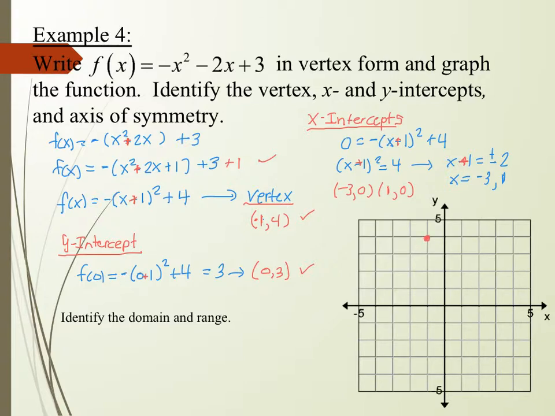Now, does this open down or up? Well, guess what? We have a negative in front of the x² term, so it has to open down. We can look at our y-intercept, or we can look at the x-intercepts. Our x-intercepts are at 1, and at -3. 1, 2, 3, right? So our graph goes in this direction, right? There we go.